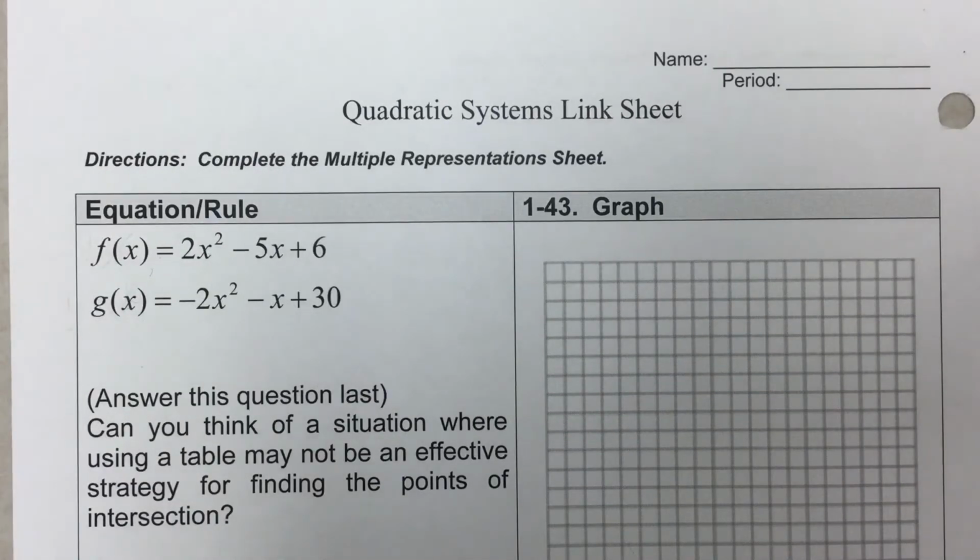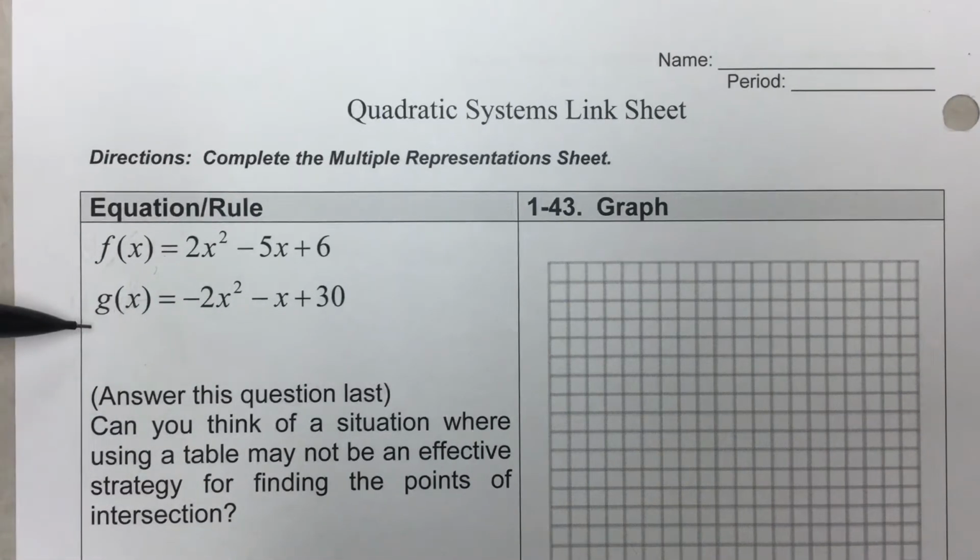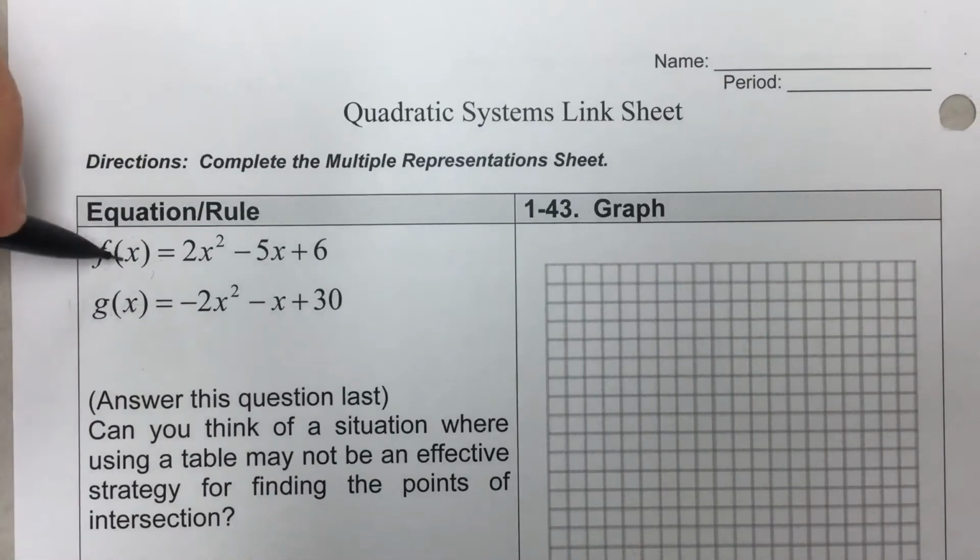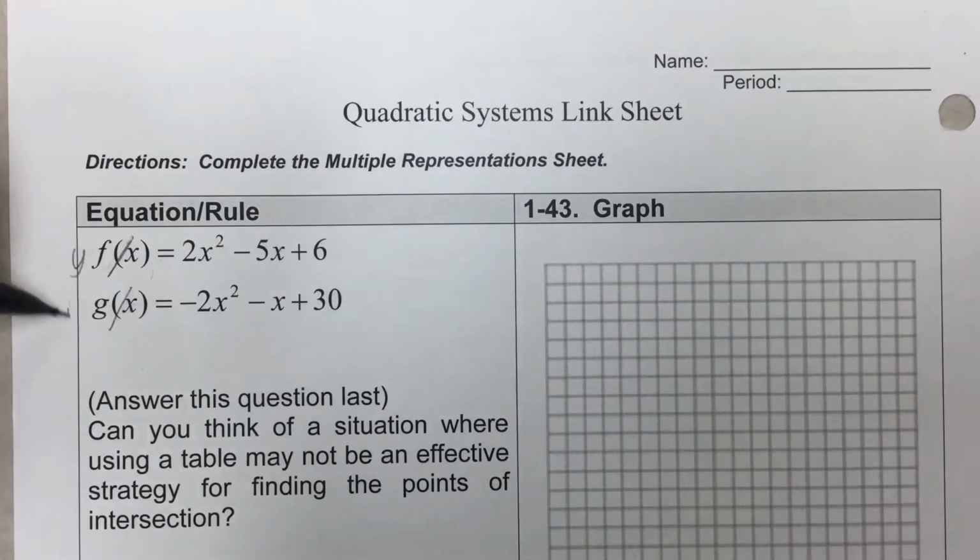Right, today we're looking at quadratic systems link sheets, and we're going to have a quadratic system, and we're going to really apply what we've been talking about in regards to our quadratic solving and things like that. So here's our two functions, f of x and g of x. Notice they're both quadratics, highest power of x is 2. And remember, f of x and g of x are just outputs, so I'm going to label them as y's.